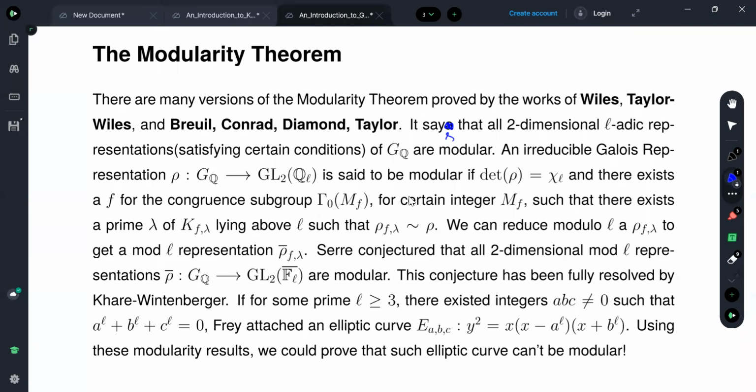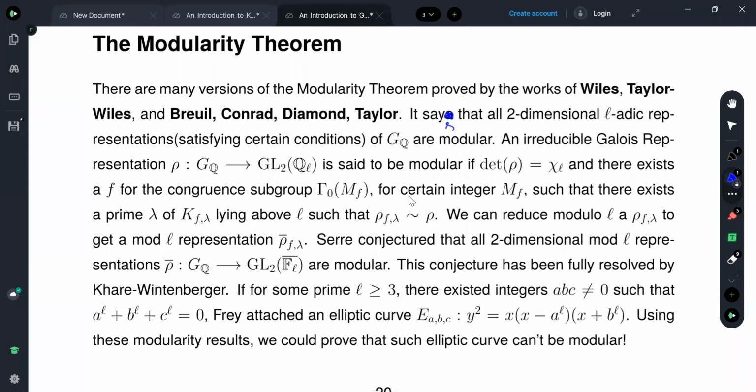The modular Galois representations are just irreducible two-dimensional Galois representations such that the determinant of rho is the same as the cyclotomic L-adic character, and there exists a modular form f for the congruence subgroup Gamma_0 of M_f, for certain integer M_f, such that there exists a prime lambda of K_f lying above L, such that the representation attached to that modular form is similar to the representation rho.